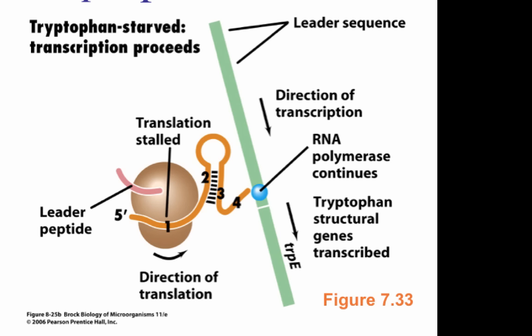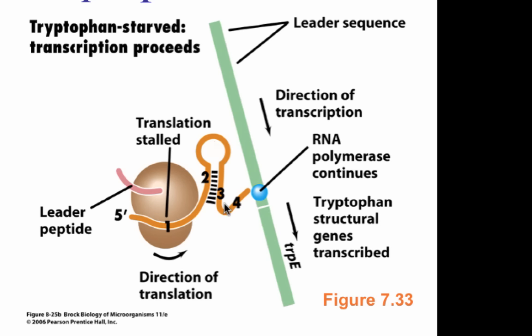When tryptophan is at low levels, as shown in the image to the right, the ribosome is going to begin translating the mRNA that comes. But when it gets to those 2 tryptophan codons, it's going to stall. There is no tRNA with tryptophan because the amount of tryptophan is very limited. That ribosome then is going to stall at position number 1. The RNA polymerase is going to continue synthesizing the mRNA.